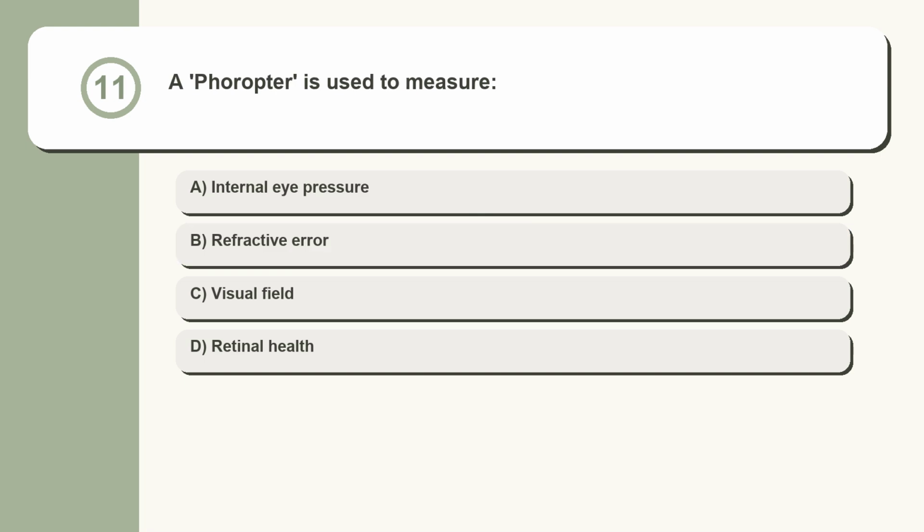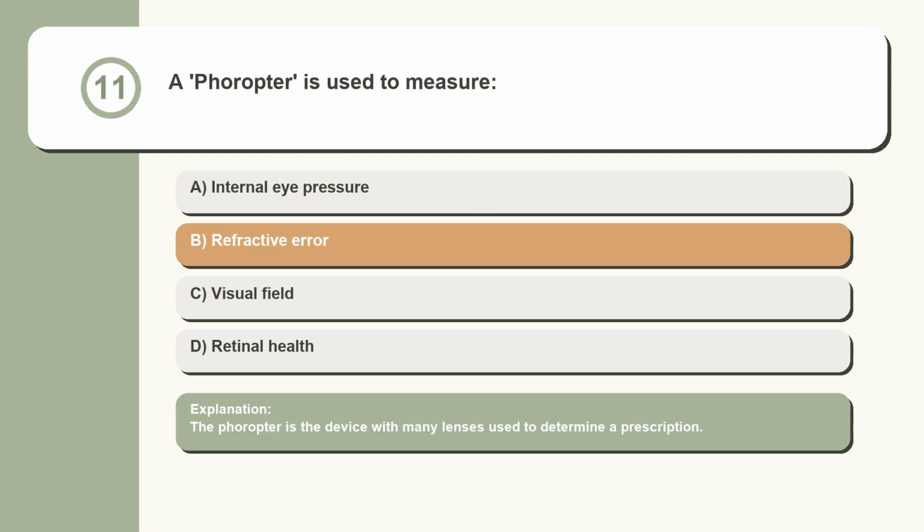Question 11. A phoropter is used to measure internal eye pressure, refractive error, visual field, retinal health. The phoropter is the device with many lenses used to determine a prescription.